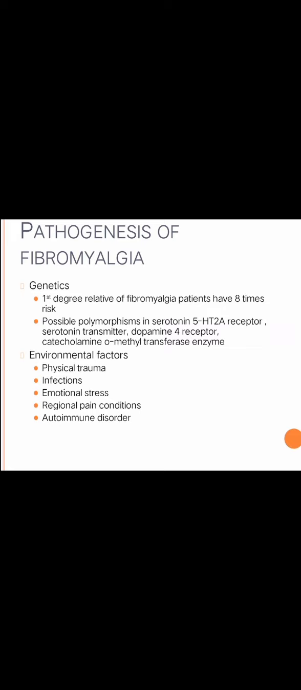Environmental factors such as physical trauma, infections, hepatitis C virus, Epstein-Barr virus, parvovirus, Lyme disease, emotional stress, regional pain condition, and autoimmune disorder have all been postulated to play a role in fibromyalgia. Other theories are focused on abnormalities in pain and sensory processing, or by some yet to be determined mechanism.